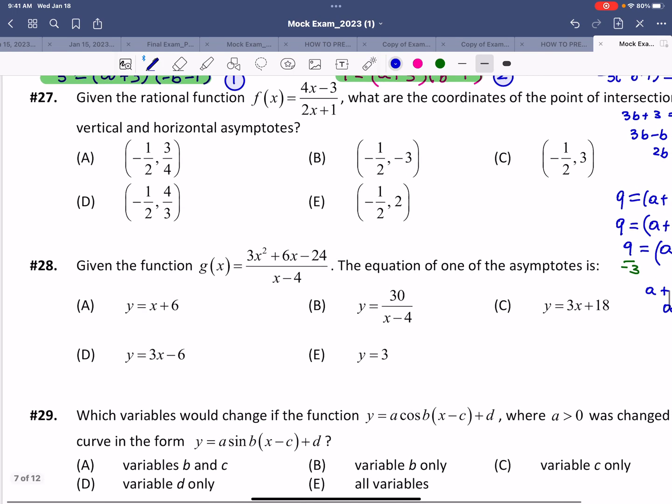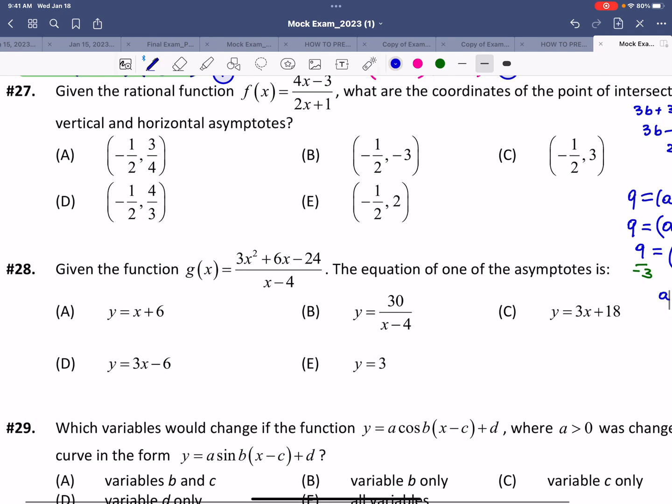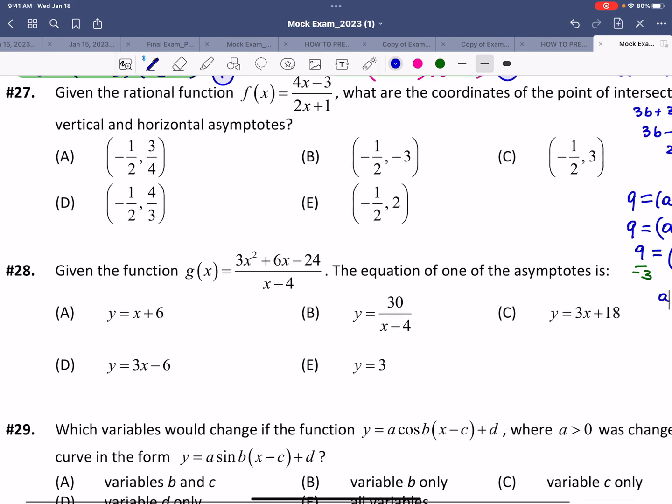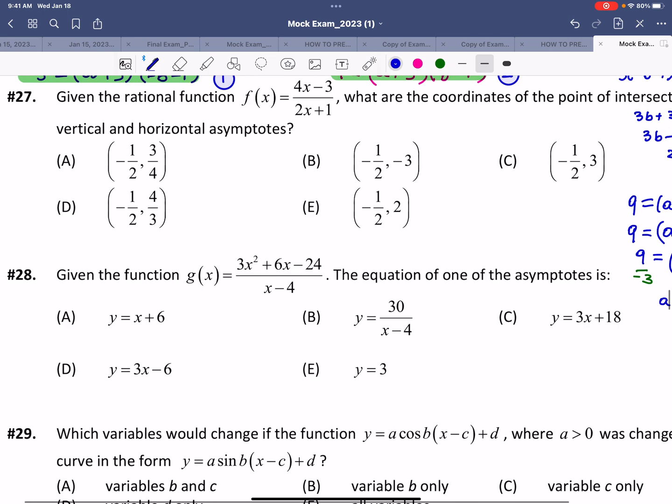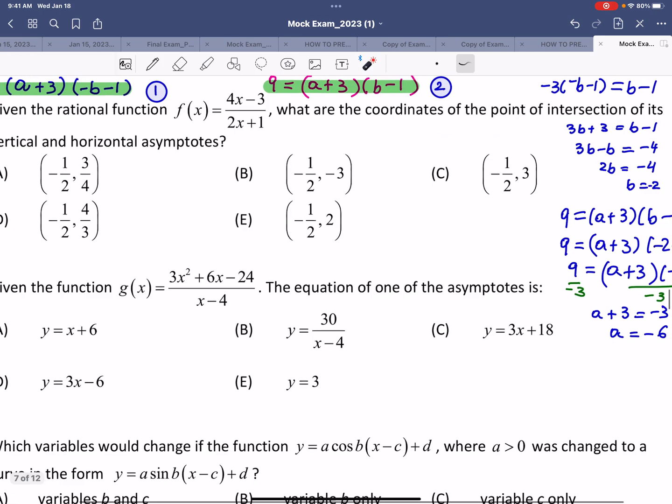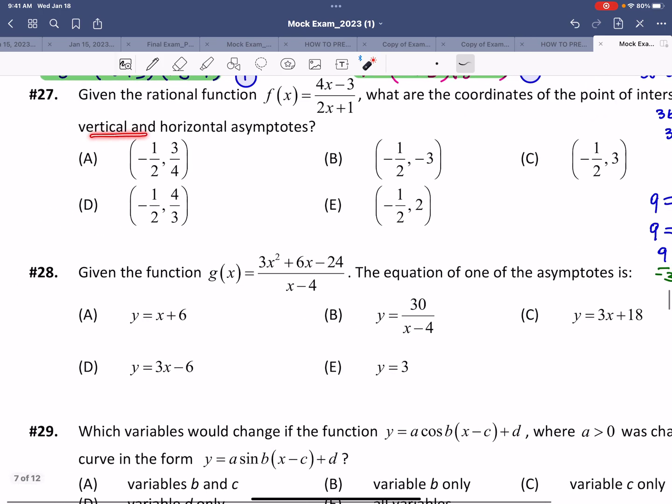Let's continue with the next question, number 27. Given the rational function f of x equals 4x minus 3 divided by 2x plus 1, what are the coordinates of the point of intersection of its vertical and horizontal asymptotes? So we are talking about the vertical and the horizontal asymptote.